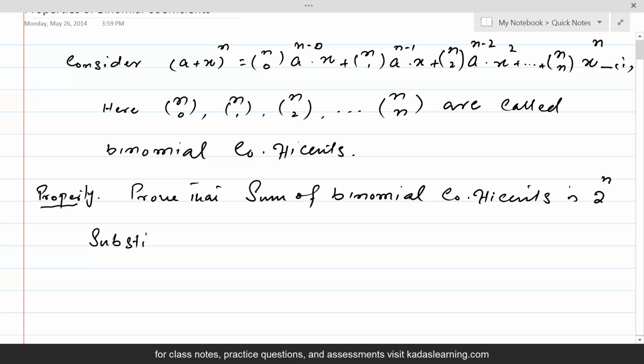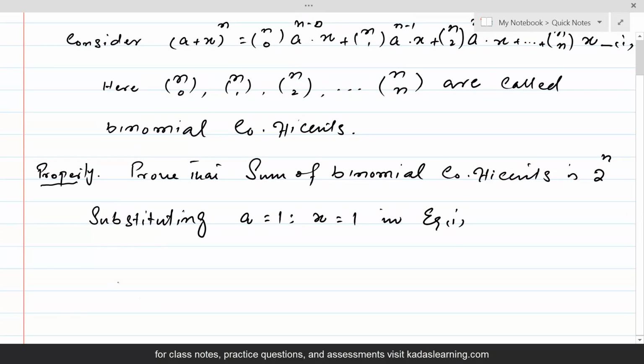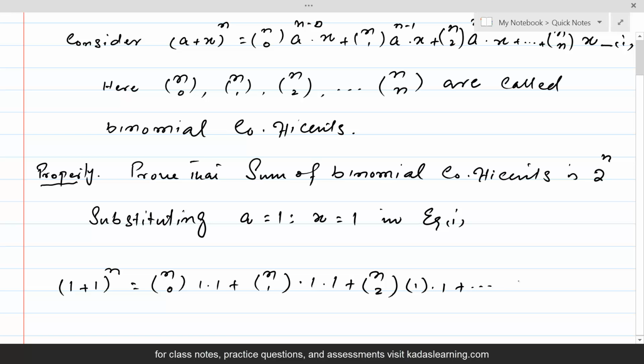So if we take this equation here as number 1, then substituting a equal to 1 and x equal to 1 in equation 1, the left side becomes (1 + 1)^n, equal to nC0. Because a is 1, any power is equal to 1 again, so 1 times 1, plus nC1 times 1 times 1, plus nC2 times 1 times 1, plus so on all the way up to nCn, and 1^n is again equal to 1.